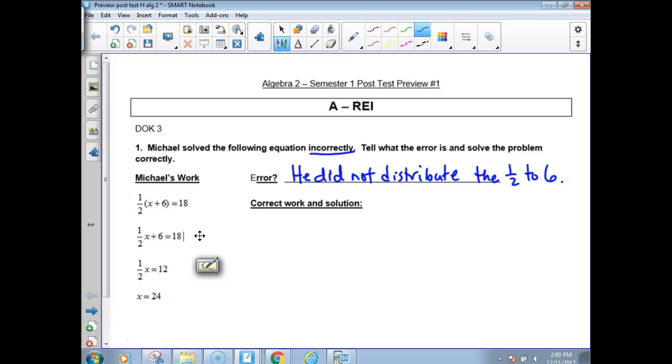All right, so then to show the correct work, I really don't need to rewrite the equation. I'll just show this step solved correctly. That would be 1/2 x plus 3 instead of what he had, which was 6. And then you would have subtracted 3 and gotten 15. And then you would have multiplied by 2 and gotten 30. Okay. So this is what you need to show the error.